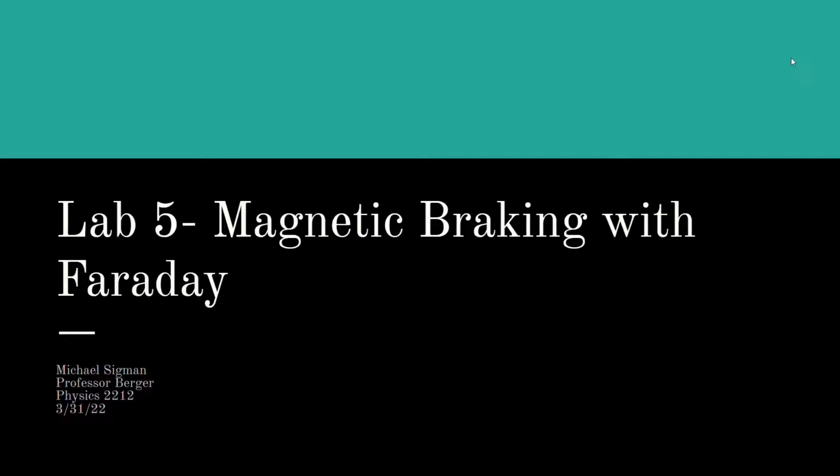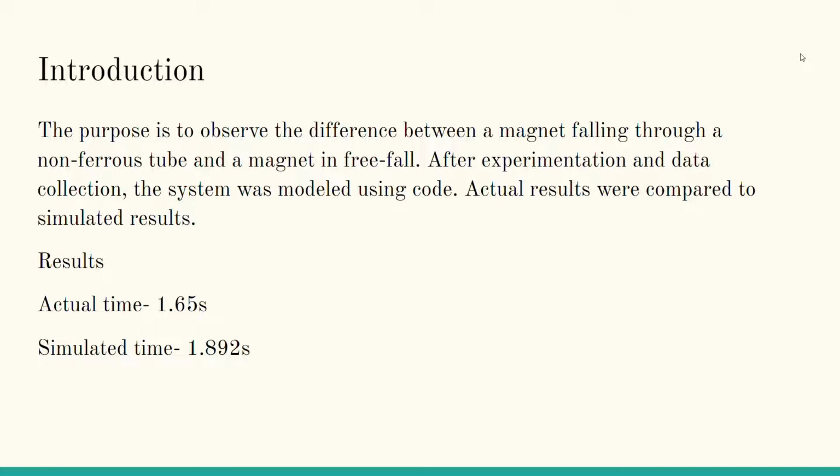Hey, I'm Michael Sigmund, and this is Lab 5, Magnetic Braking with Faraday. The purpose of this lab is to observe the difference between a magnet falling through a non-ferrous tube and a magnet in free fall. After experimentation and data collection, the system was modeled using code. Actual results were compared to simulated results. The actual time was 1.65 seconds, and the simulated time was 1.892 seconds.